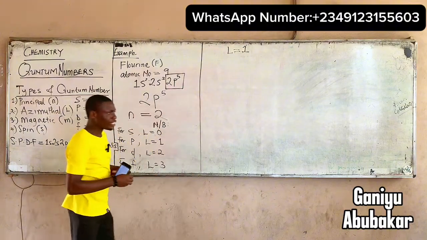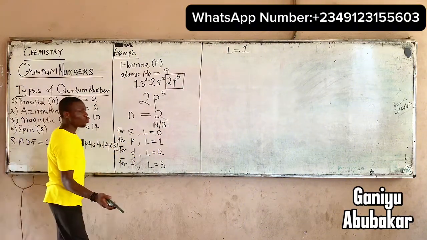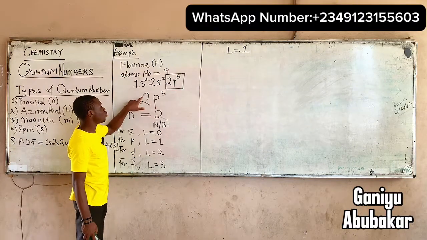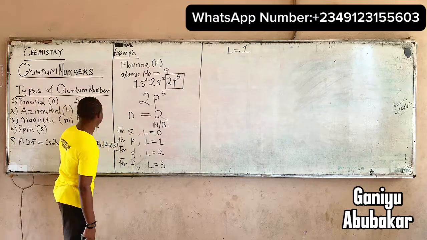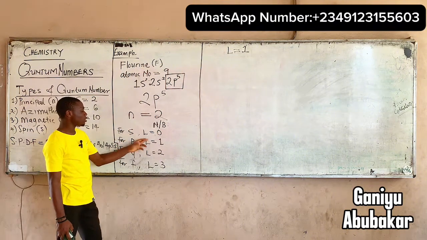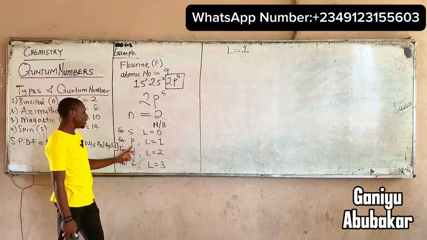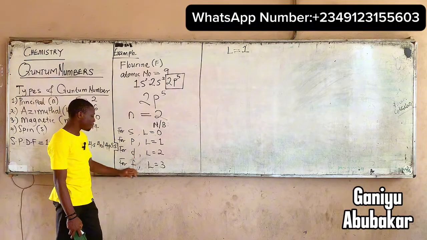Listen up, the task is quite simple. To get your principal, the coefficient, or perhaps the number in front of the last orbital, which is p to the power 5, the number here is 2. So my principal is 2, that's all. To get the azimuthal, note that for S, L is equal to 0. For P, L is equal to 1. For D, L is 2. For F, L is 3.